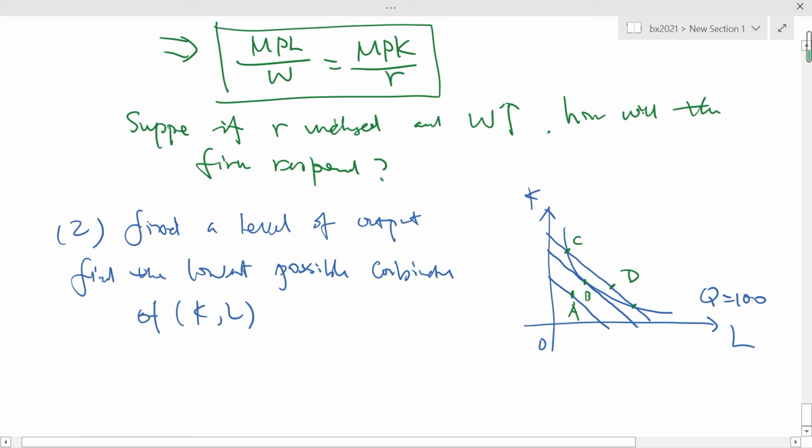Given these four bundles of capital and labor, which one should we choose? Let's look at them one by one. Bundle A is on the lowest level of isocost. It's cheapest. However, can we achieve the target of producing 100 units using bundle A? No, we can't. It's the lowest cost, but it can't produce 100 units of output. So this is not what we want.